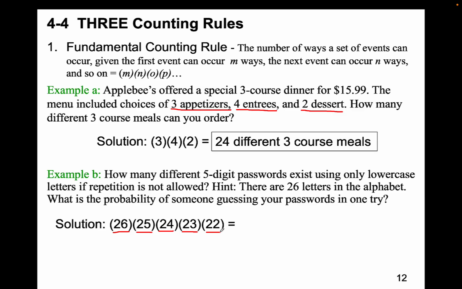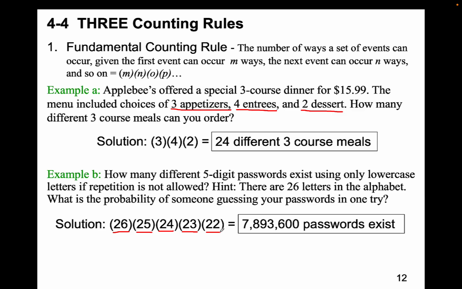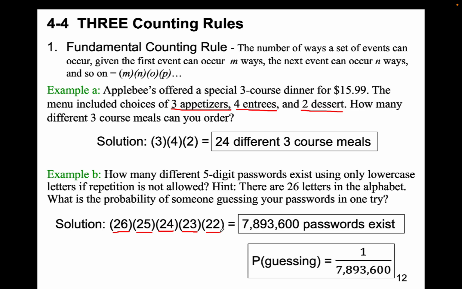So with the fundamental counting rule, just multiply them all together, and it turns out that there are 7,893,600 passwords that exist that are 5 digits using only lowercase letters and not repeating any of the letters. All right, so what's the probability of someone guessing yours in one try? It'd be 1 out of that total number.